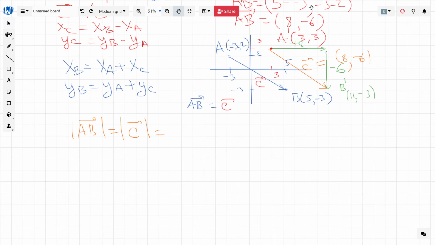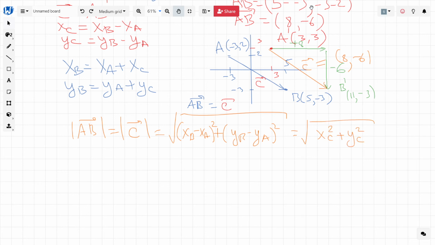is the square root of xb minus xa squared plus yb minus ya squared. And also, if I use the coordinates of vector c, it's going to be the square root of the x coordinate of vector c squared plus the y coordinate of vector c squared.